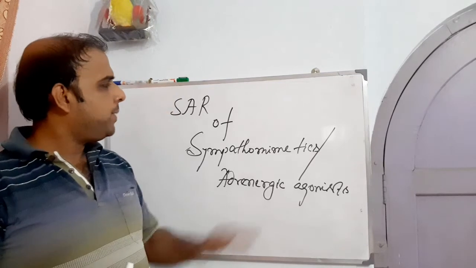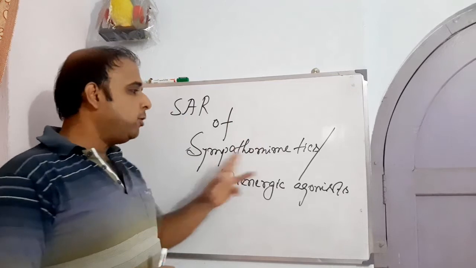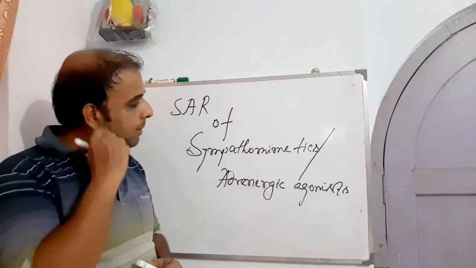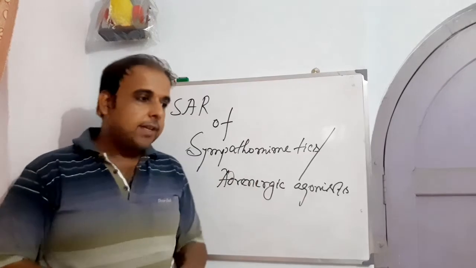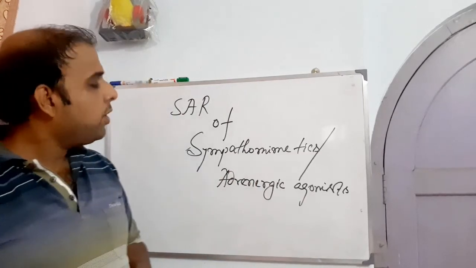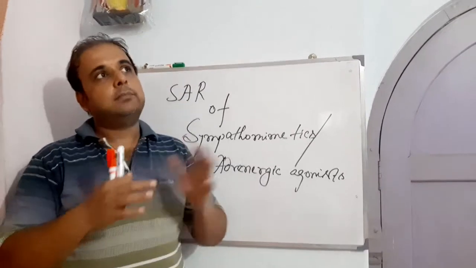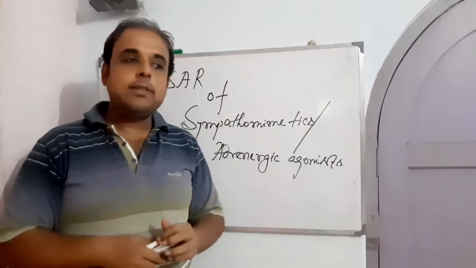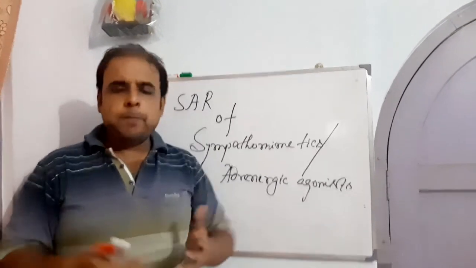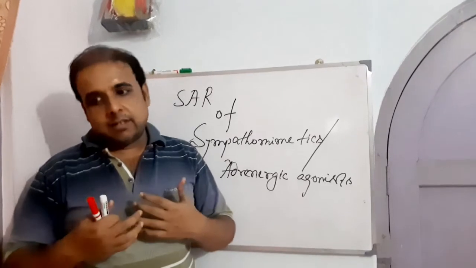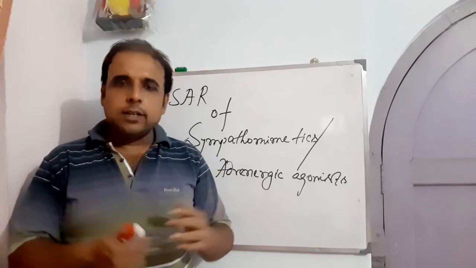Today the topic which we are going to deal with is SAR, that is structure-activity relationship of sympathomimetics, right? Sympathomimetics can also be called adrenergic agonists or adrenergic drugs, right? We all know that the sympathetic system controls our heart rate, the rhythm, the blood pressure, the stimulation, and at the same time the relaxation of smooth muscle.